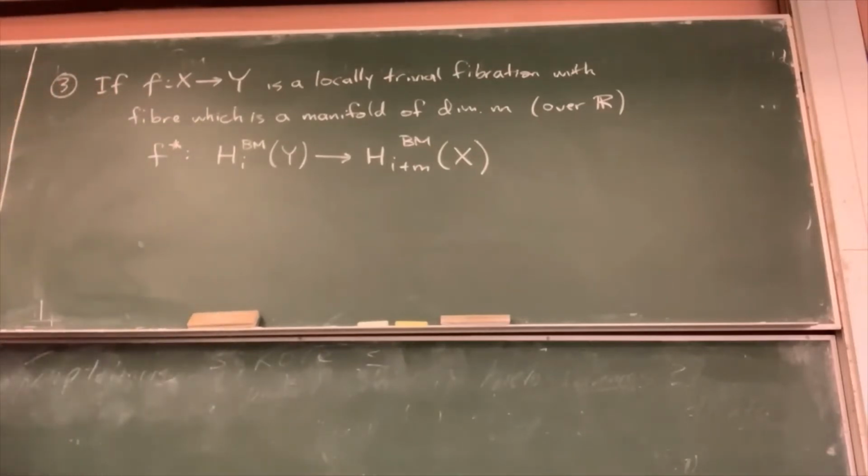Okay, so we've got at least some limited push forwards and some limited pullbacks. And the other main property we have is an intersection pairing.